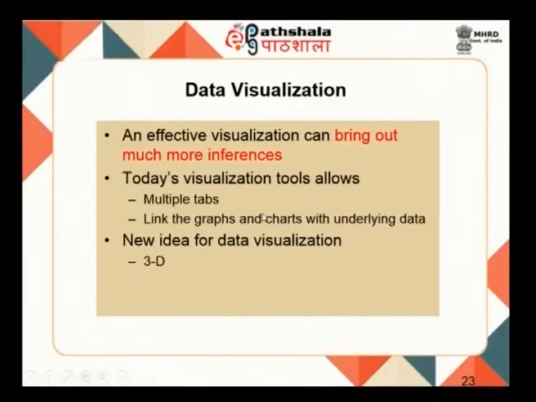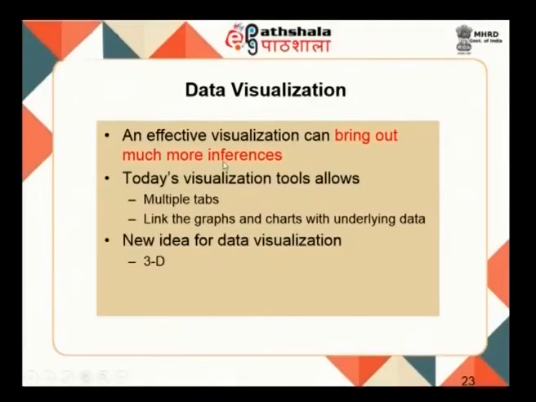When we want to run a good analysis, we should also be very careful about what finally we are going to provide to the user and what conclusions we are making. Data visualization is very important and plays a vital role towards such an inference making mechanism. An effective visualization can bring out more inferences. Inferences are very important for final decision making. When a wrong inference is made, naturally the decision making process will also go wrong. Therefore, we must be very careful in terms of inferencing.